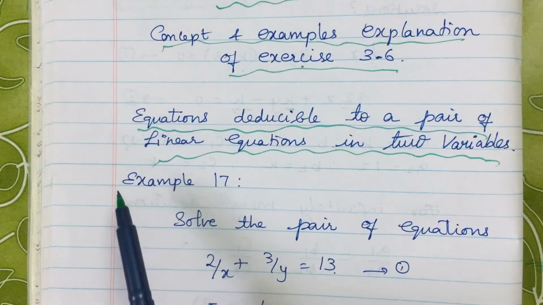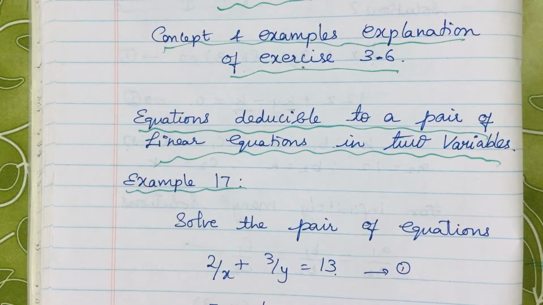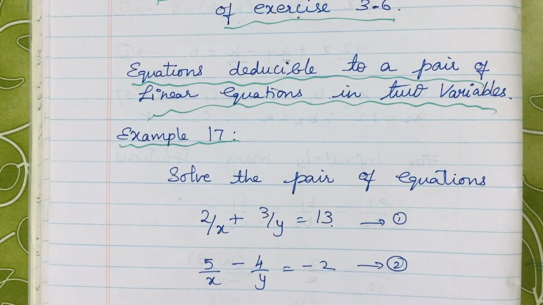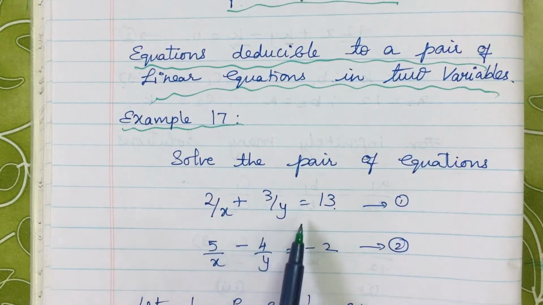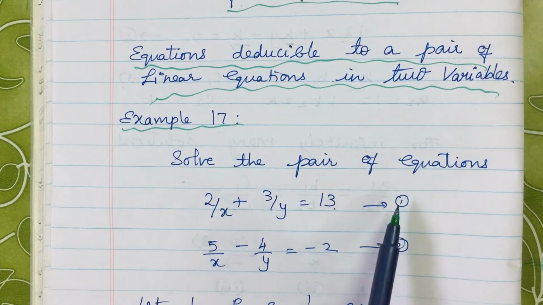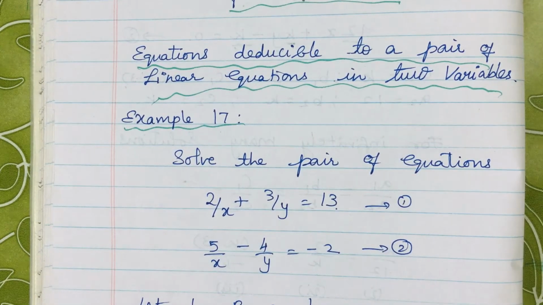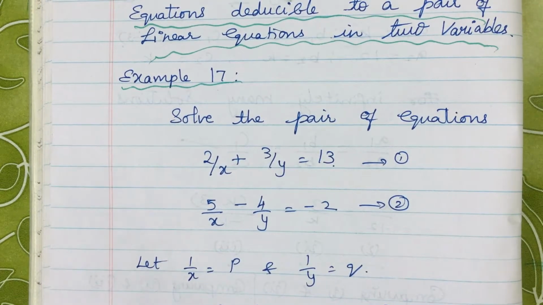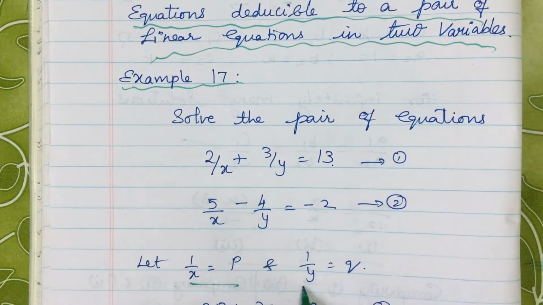So example 17, solve the pair of equations 2 by x plus 3 by y equal to 13, 5 by x minus 4 by y equal to minus 2. So first I am taking this as equations 1 and 2. If you see the variables, they are appearing in the denominator. So if it is in the denominator, your job will be somewhat tedious if you approach the problem directly. To avoid that complexity, I am assuming 1 by x as p and 1 by y as q.